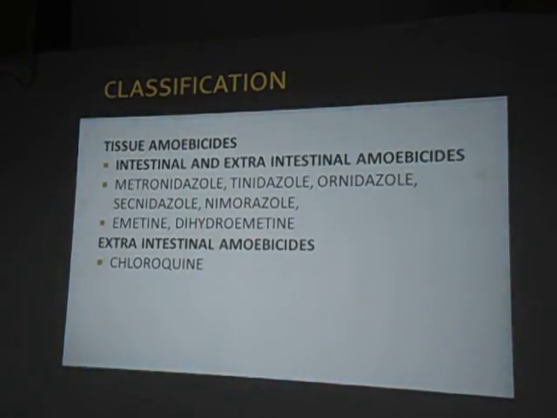So coming to the classification of these anti-amoebic drugs, we have divided them into tissue amoebicides and luminal amoebicides. In tissue amoebicides we have intestinal and extraintestinal amoebicides, where we have the prototype drugs, that is metronidazole, tinidazole and ornidazole.